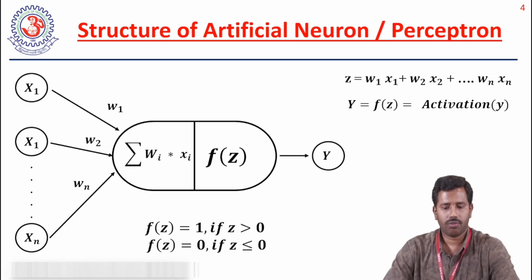So this type of neurons, you can take it as an application for cat versus dog. So if the f of z is 1, I can take it as my input features belong to cat, otherwise the input features belong to dog.